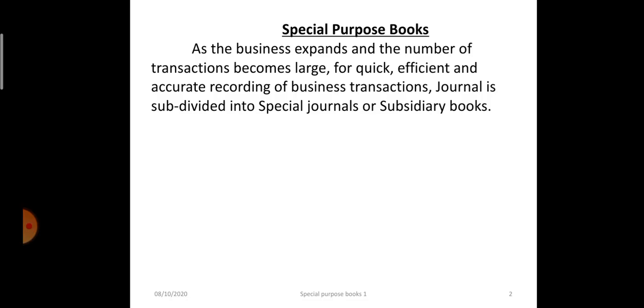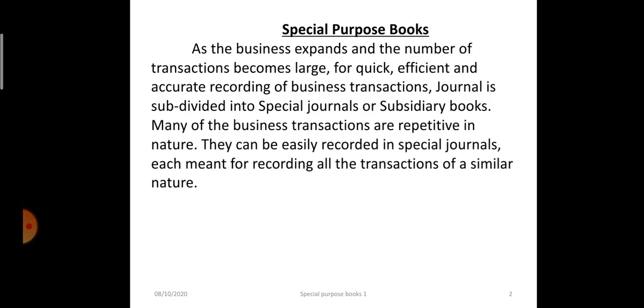It becomes difficult to maintain a single book. As the number of transactions is more, it is better to divide the journal and create special journals or subsidiary books as per the requirement of the business, so that there is division of work, and one person has to concentrate on specialized transactions only. When the subdivision of journal is done, the transactions which are of repetitive nature will be recorded in one book.